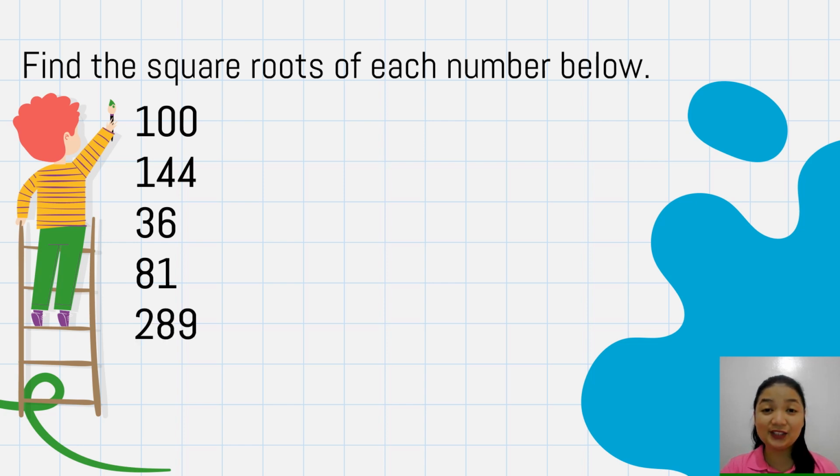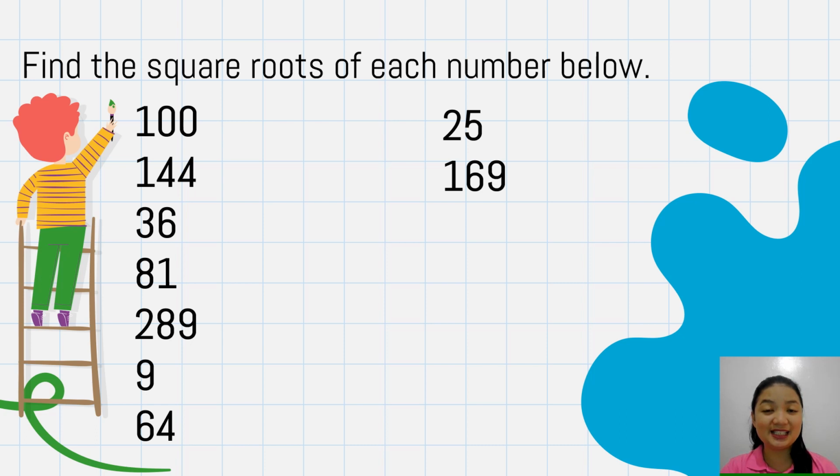How about 289? 17. Let us check. 17 squared is actually equivalent to 289. So you are right. How about the square root of 9? Yes, it's 3. 64? Correct. The square root of 64 is 8. How about 25? Yes, that is 5, since 5 squared is equal to 25.